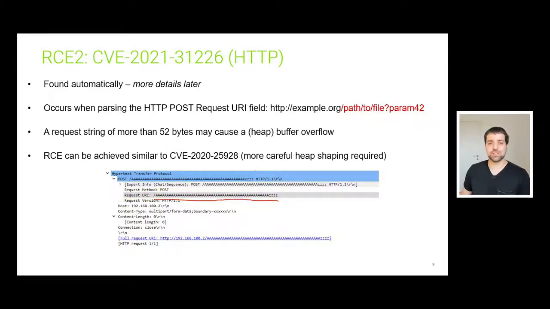And the exploitation is the same as the last CVE that we showed, just it needs some more careful heap shaping. But again, it's very easy since you can cause a denial of service and reset the device if you want with any one of our other CVEs. If not, then again, you can do heap shaping in the normal way.